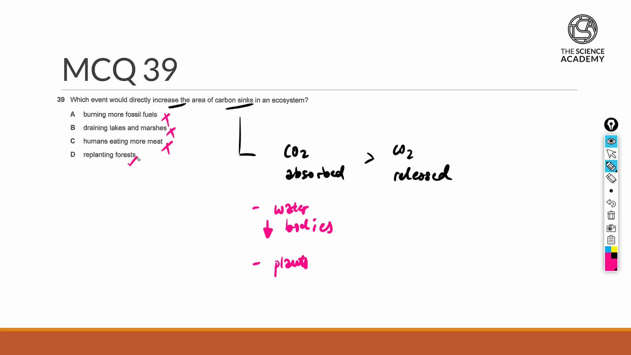But replanting forests is definitely the way to go, as this increases the population of plants on Earth and increases the amount of carbon dioxide absorbed. So D is the correct answer.